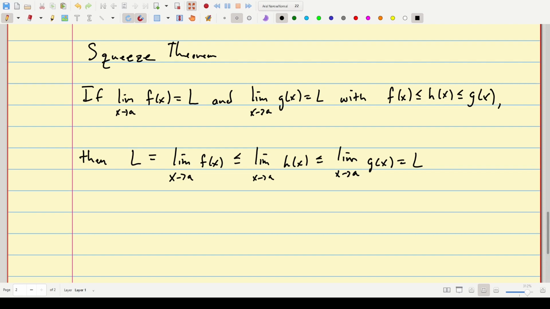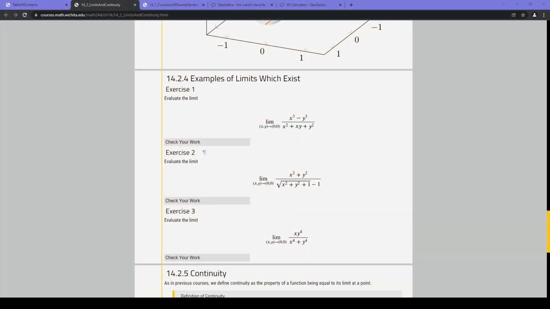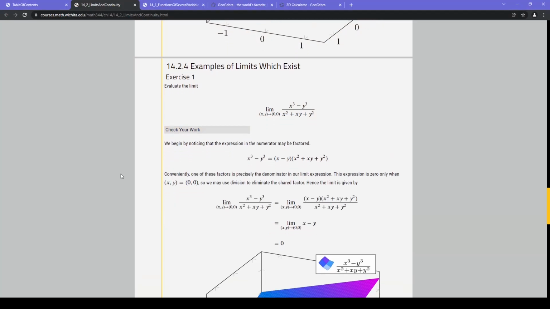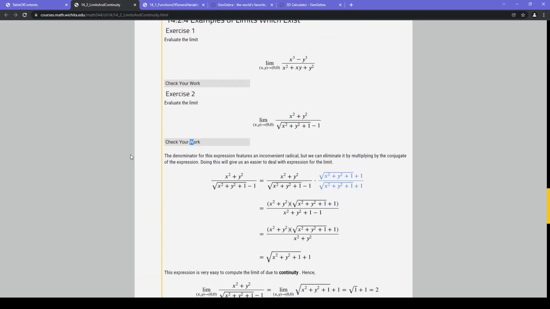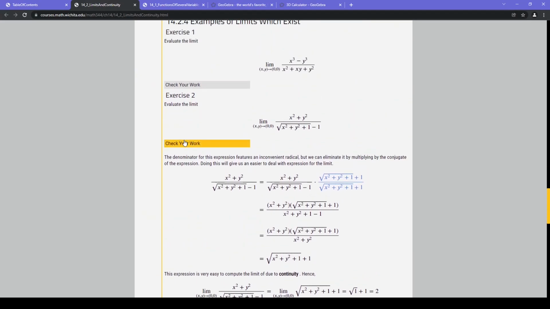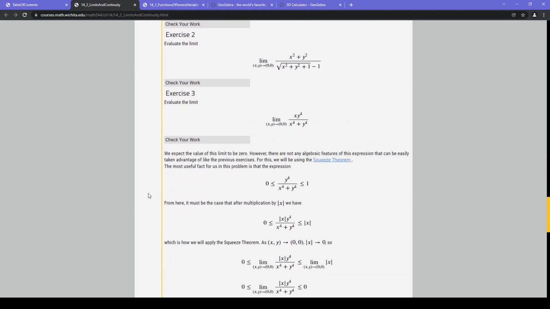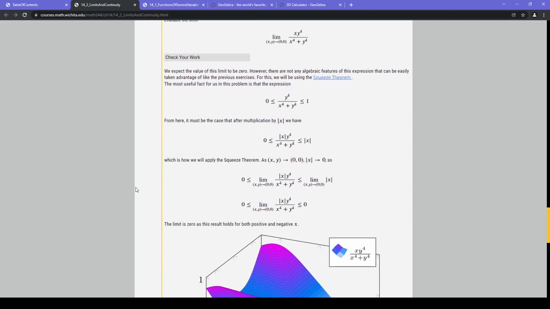If you've never seen it before, then the people who taught your Calculus 1 class did not do what they were supposed to do. But yeah, the third one does it. Okay, so the third one uses the squeeze theorem. So example 3, or exercise 3 here on the notes.